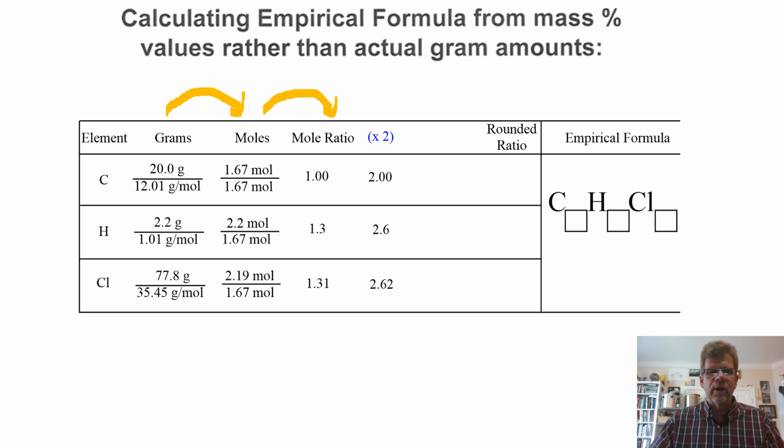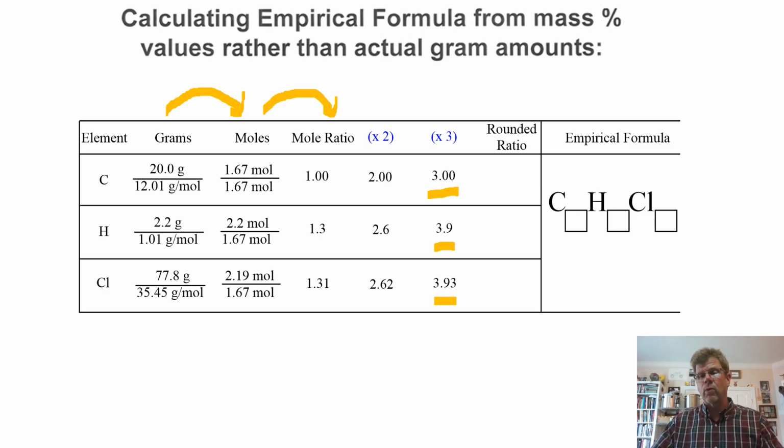We'll take that original mole ratio and now multiply by the next integer, times 3. And let's see where that puts us. 3, that's good, exactly 3. 3.9, oh, that is less than or equal to 0.1 of an integer. That's human error.